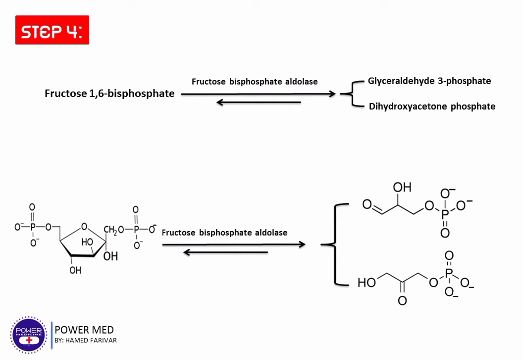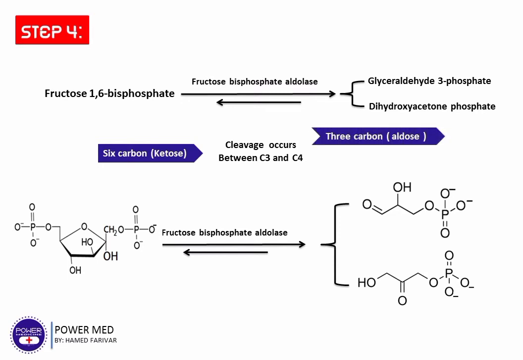Actually, in this reaction, the lysis part of glycolysis takes place, and a cleavage occurs between carbon number 3 and carbon number 4 of fructose 1,6-bisphosphate, converting a 6-carbon ketose to 2 3-carbon molecules, an aldose, which is glyceraldehyde 3-phosphate, and a ketose, which is dihydroxyacetone phosphate.